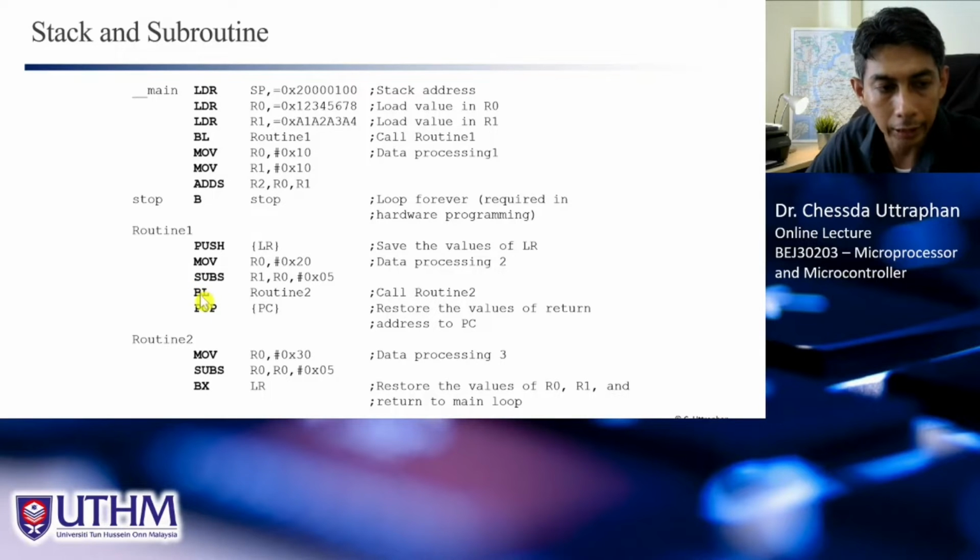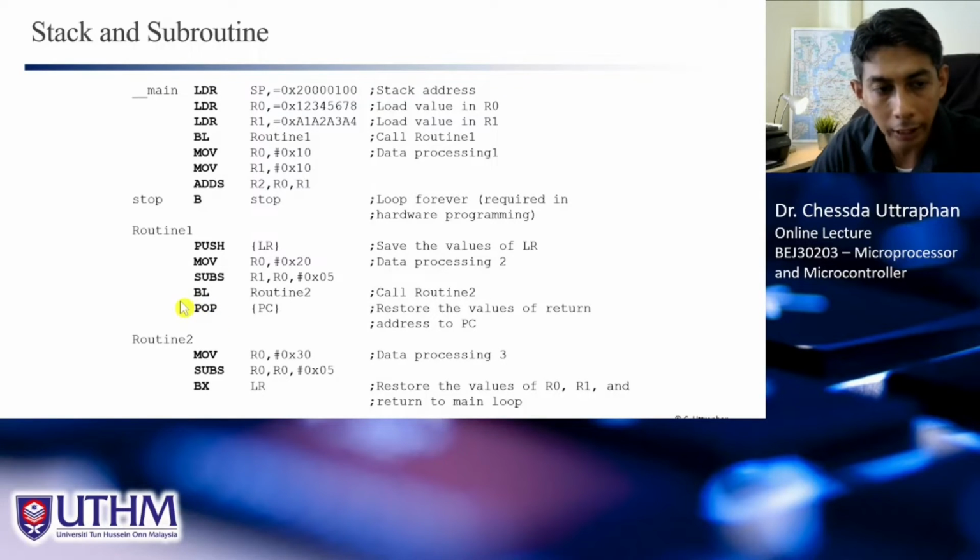And of course, again, when we call this subroutine, we need to keep the return address, which is the address of the move instruction, in the LR register. But when we execute another subroutine during execution of this subroutine, again we need to keep the return address of this pop instruction in the LR register.